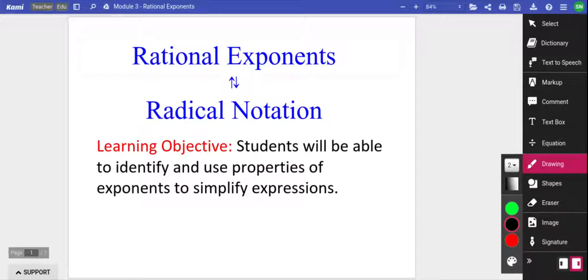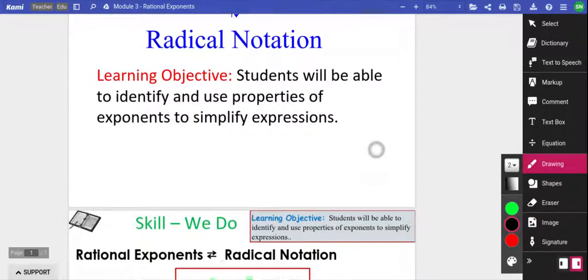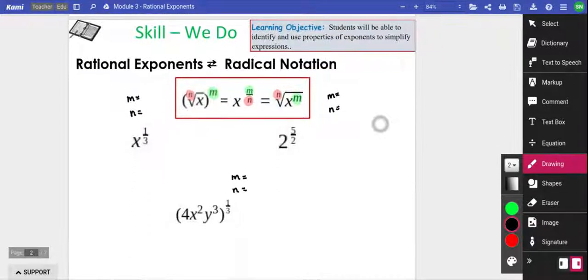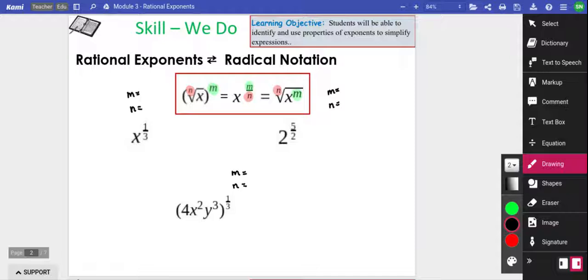Hello, in this video we will be using properties of exponents to convert from rational exponent notation to radical notation or from radical notation back to exponent notation. We will start by looking at the formula in the box in the center. So this would be in rational exponent notation. The two on either side, this one and this one, would be radical notation.